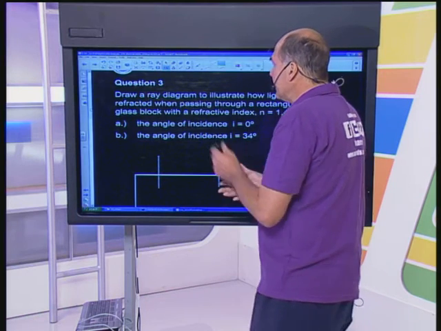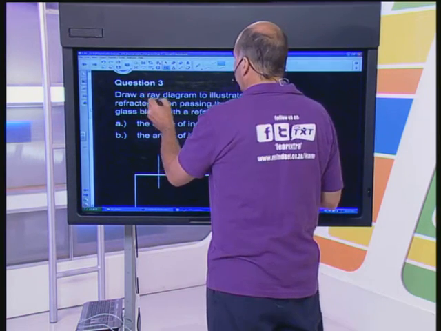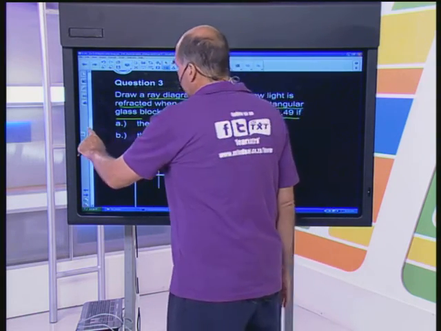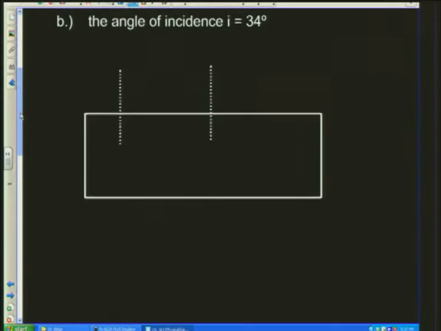So it says to us, draw a ray diagram to illustrate how light is refracted when passing through a rectangular glass block with a refractive index of 1,49. If the angle of incidence is 0, now guys, very, very important: where is the angle of incidence measured from? Between the normal and the incident ray. So if it's 0, then we're going to put in the ray as follows.